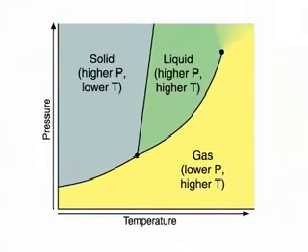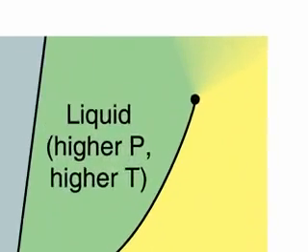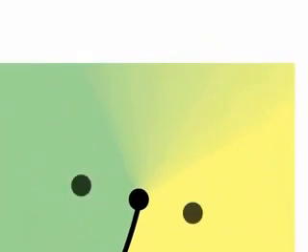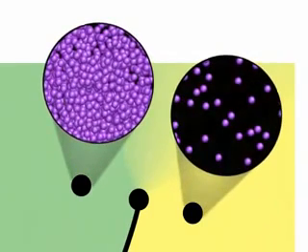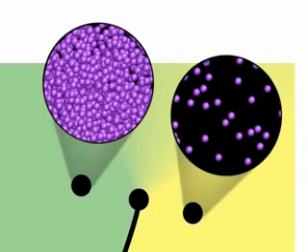Two other features of the phase diagram are important. The first is that the liquid-gas line ends at a point called the critical point, beyond which the distinction between a liquid and a gas disappears. Let's close in on this point and two points very close by to see what this means. At a nearby point in the gas region, the gas is under very high pressure, so the particles are reasonably close to each other. Thus, the density of the gas is relatively high.